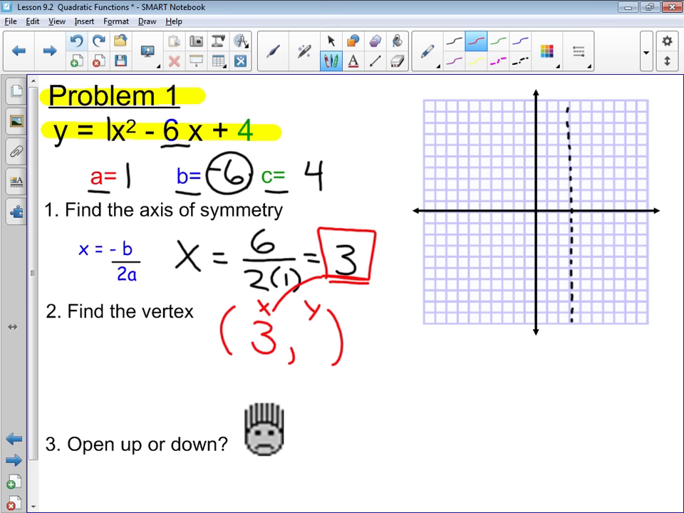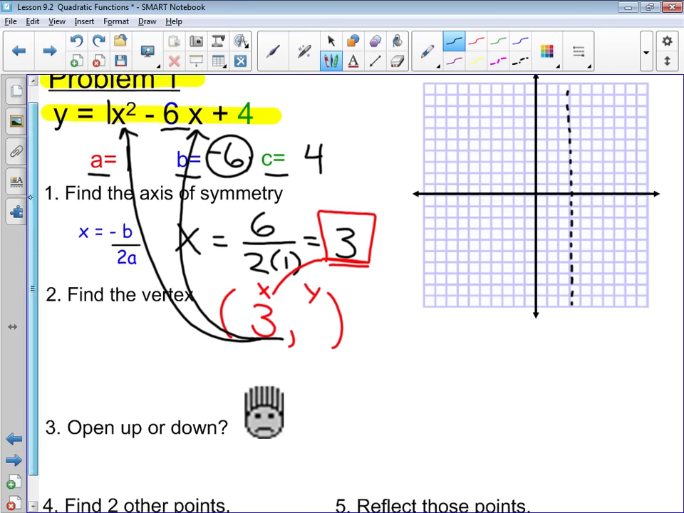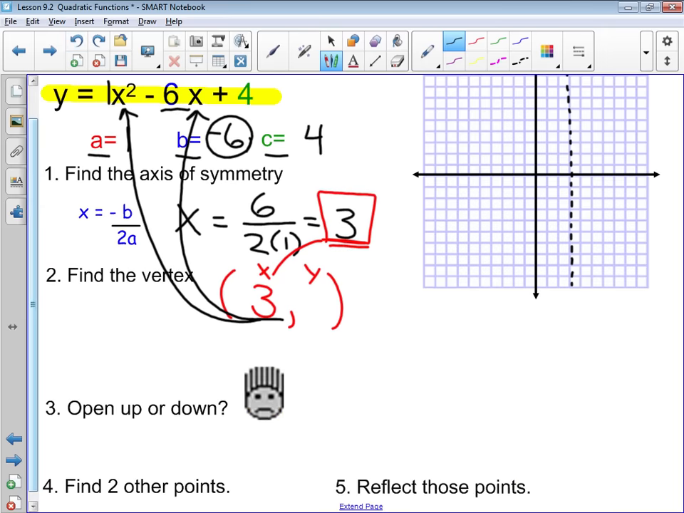To figure out what the y coordinate is, you're going to take the value for x and you're going to put it into the equation to figure out what y equals. So I'm going to write y equals, my equation is x squared, so I'm going to replace x with 3, that's 3 squared, minus 6 times 3 plus 4.